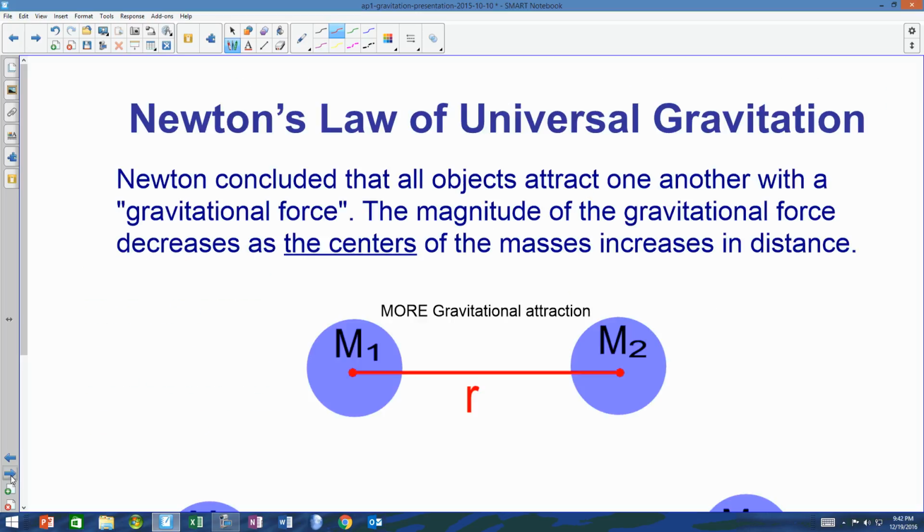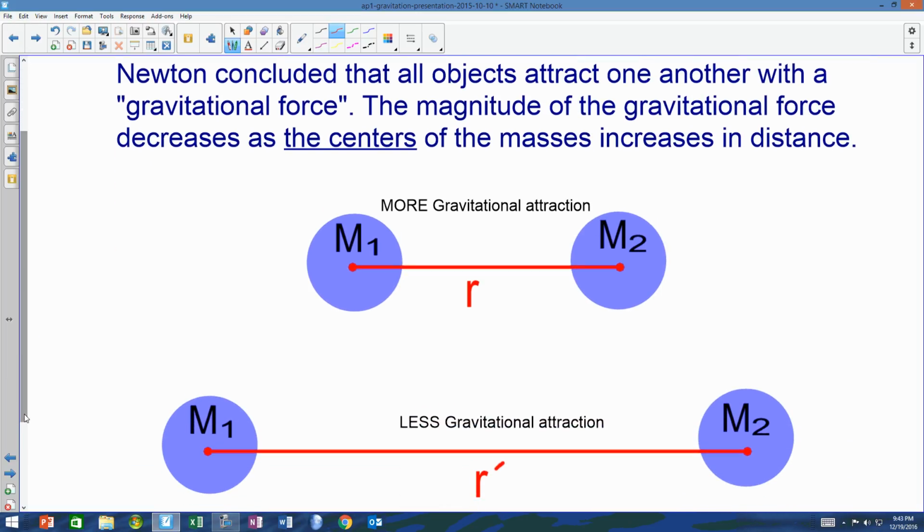Newton concluded that all objects attract one another with a gravitational force. The magnitude of the gravitational force decreases as the centers of the masses increase in distance. So in the first example here, we see M1 and M2. They have a gravitational attraction due to the fact that they are some distance away. As we move their centers further away, a distance of r prime, that gravitational attraction becomes less. So the closer the objects are, the more attraction they have. The farther away they are, the less attraction they have.